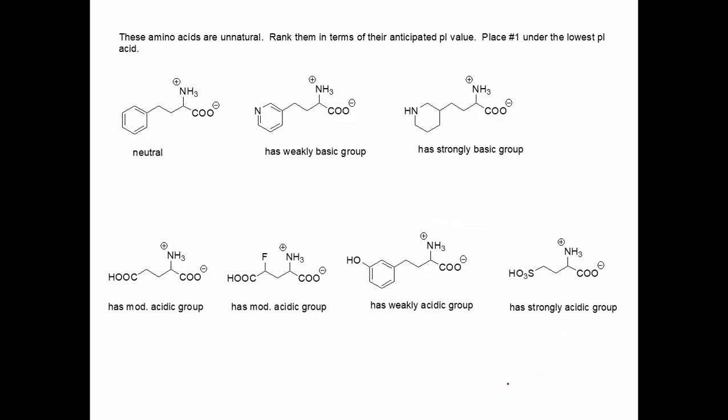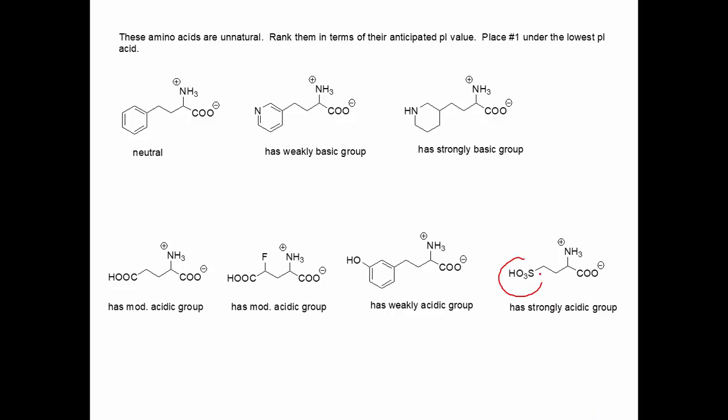All right, the first one's a neutral one. This one has a weakly basic group. The next one has a strongly basic group. The one in the lower left has, let's say, a moderately acidic group, but we know that fluorine is actually going to make that a stronger acid, so we're going to rank this fluorinated carboxylic acid ahead of the non-fluorinated carboxylic acid. A phenol really isn't all that acidic, but it does have some degree of acidity. And this last one is a sulfonic acid.